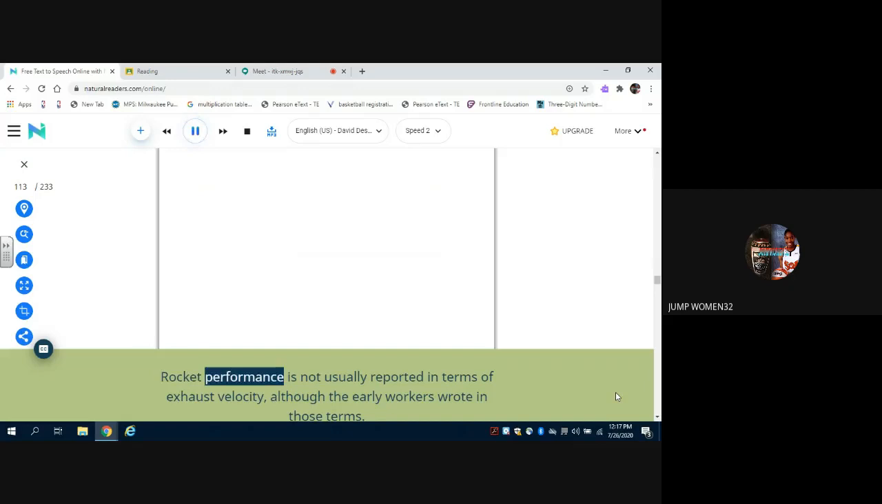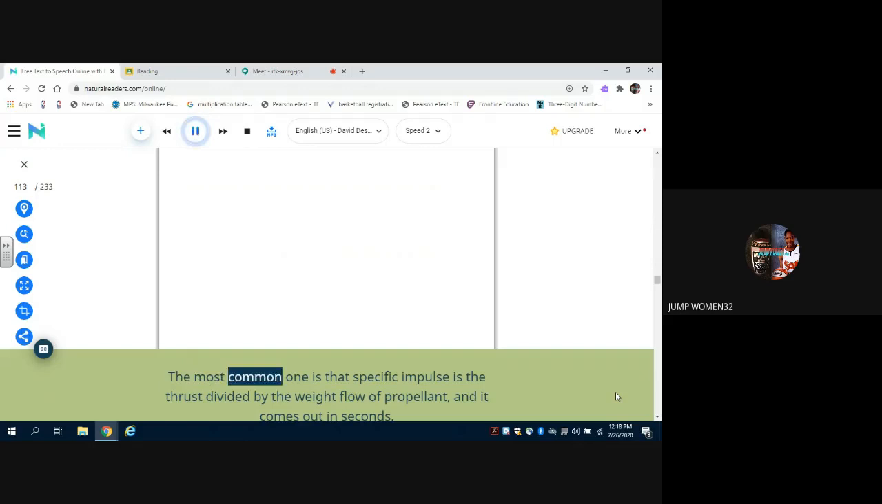Rocket performance is not usually reported in terms of exhaust velocity, although the early workers wrote in those terms. Instead, it is reported as specific impulse, which is the exhaust velocity divided by the standard acceleration of gravity, 9.8 meters, or 32.2 feet per second squared. This practice gives figures of a convenient size in the range of 200 to 400 or so, but it has led to some rather tortuous, if not ludicrous, definitions.